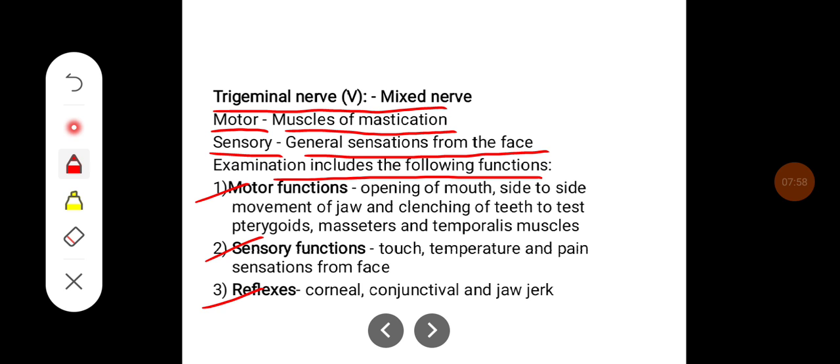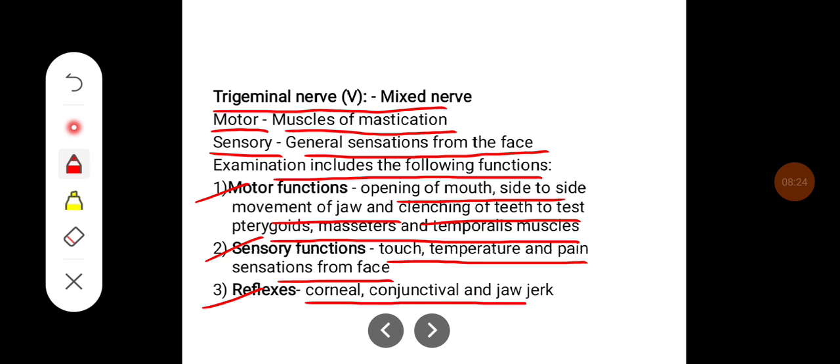Usually motor function is assessed by opening of the mouth, side to side movements of the jaw, and clenching of the teeth to test the pterygoids, masseter, and temporalis muscles. Whereas for the sensory function, touch, temperature, and pain sensation from the face is going to be assessed from all the dermatomes, that is ophthalmic, maxillary, and mandibular divisions. Then you have to assess the corneal, conjunctival, and jaw reflexes.